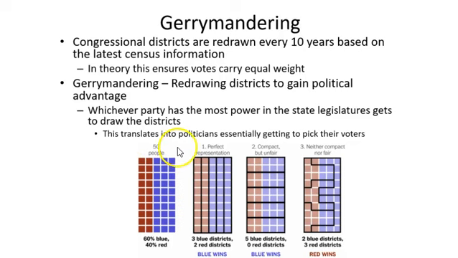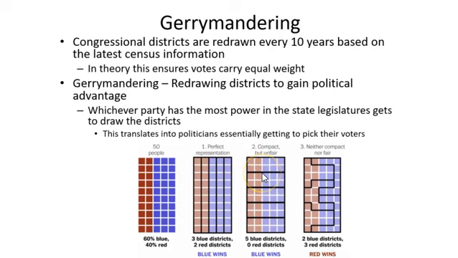So here, let's just say this is a state, okay? A state that lives in a perfect rectangle, okay? So there are 60% blue, okay, and 40% red. Now, in this first district, this in theory has perfect representation because we have 3 blue districts, 2 red, so the split in that legislature is still basically 60-40.